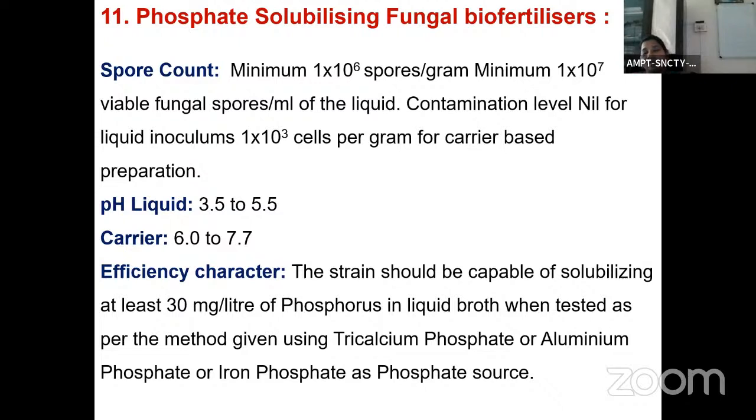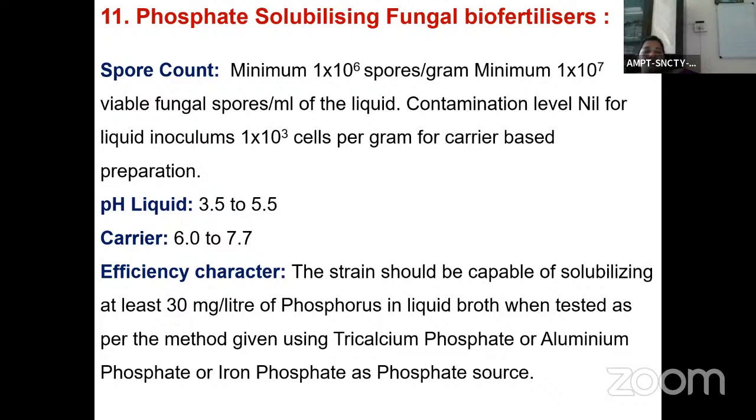You can mass multiply and mix it with the carrier material, and you can pack it. The packet can be preserved at 30 plus or minus 2 degrees centigrade for 6 months per carrier. And for liquid-based biofertilizers, we can store up to 2 years. This is with regard to the production and maintenance of mother cultures.